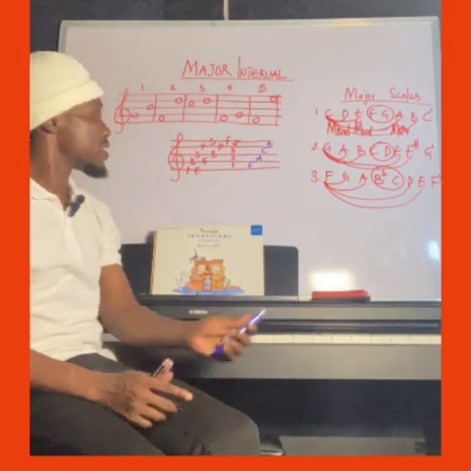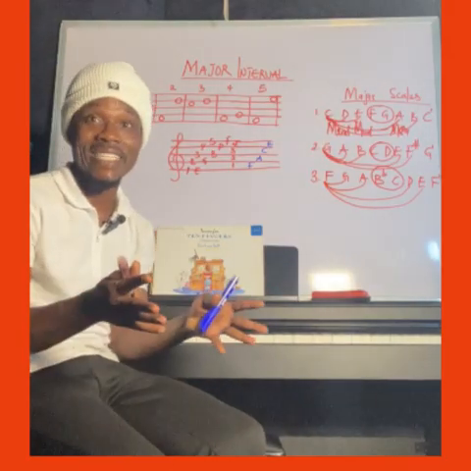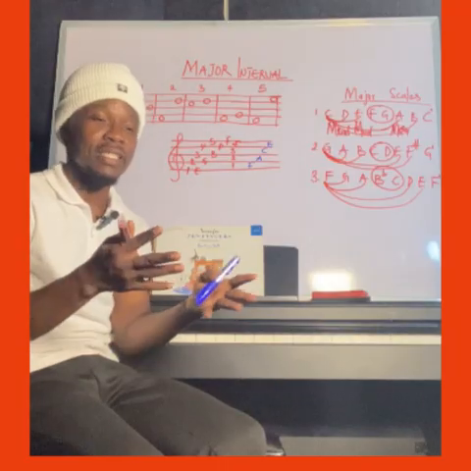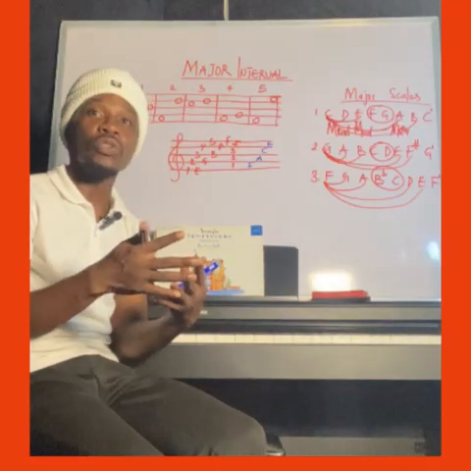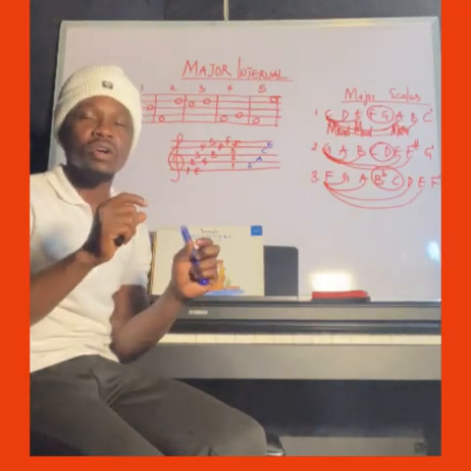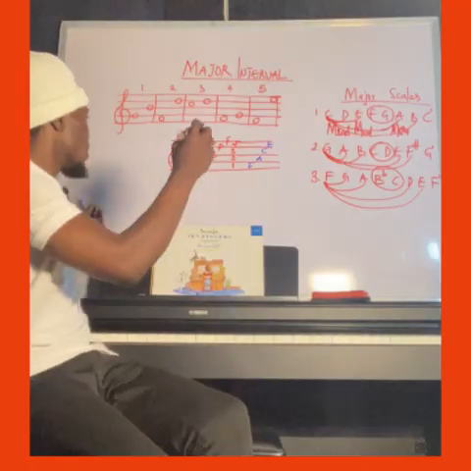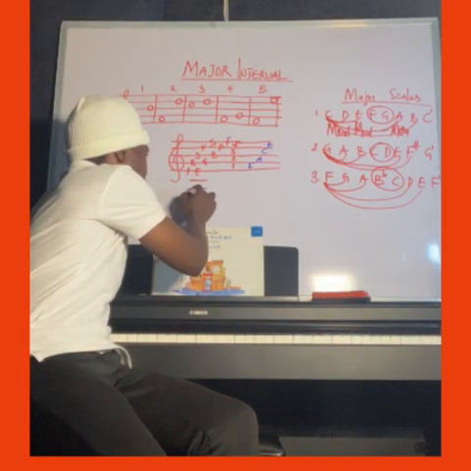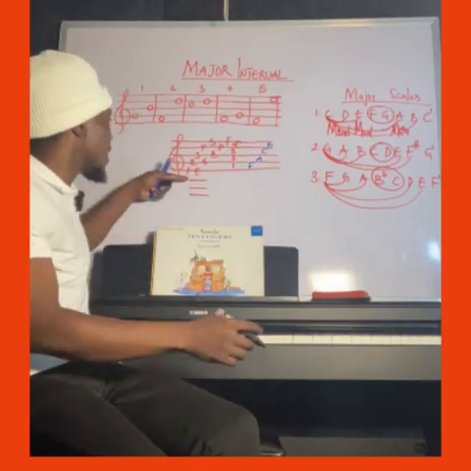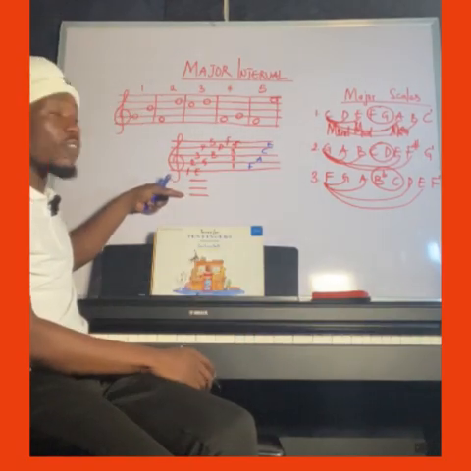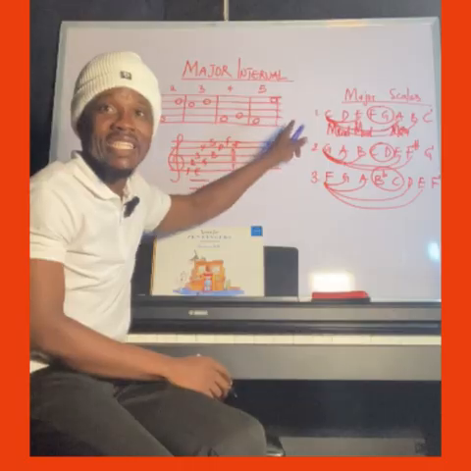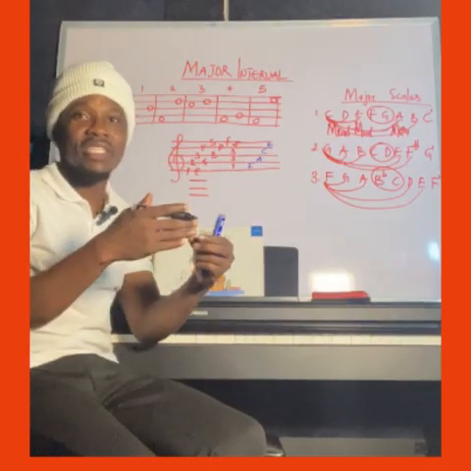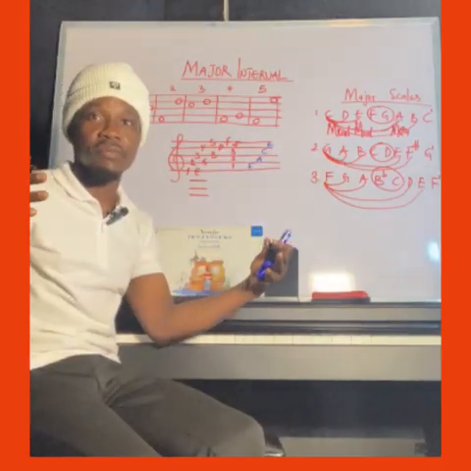Okay, now the staff can also be extended. When we are extending the staff, we use short lines called ledger lines. We can have ledger lines like this. So here, these are ledger lines below the treble staff. We can also have ledger lines above. So they are the extension of the staff.